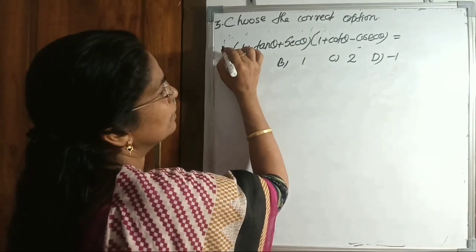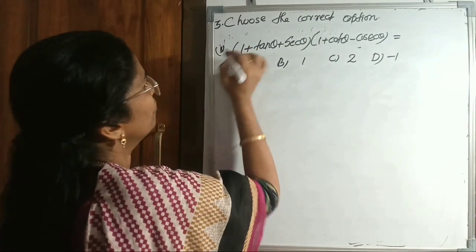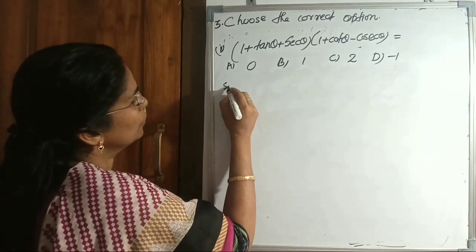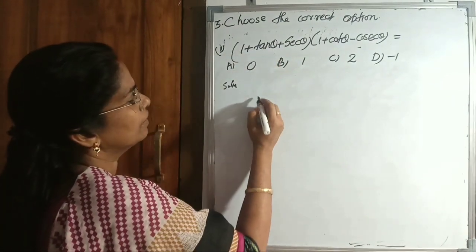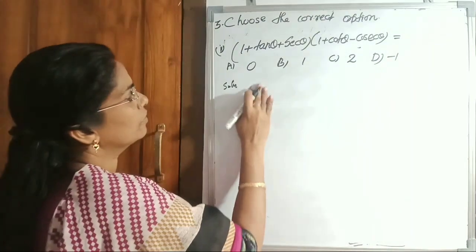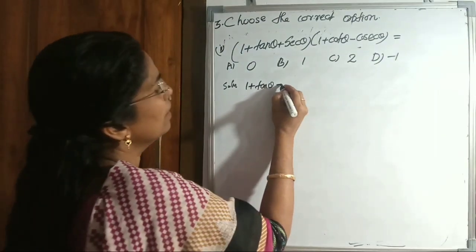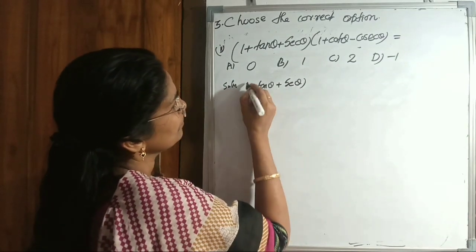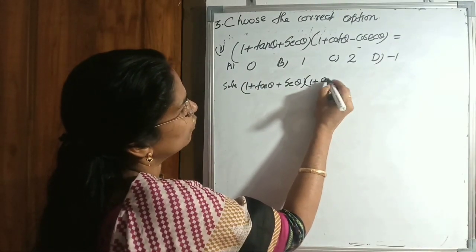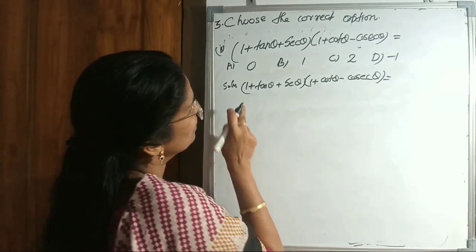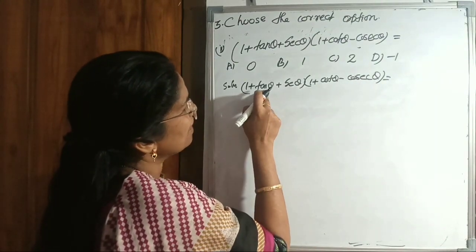Next, 1 plus cot theta minus cosec theta. How can we find its value? For this solution, we are taking the left side. We can write the question once more: 1 plus tan theta plus sec theta into 1 plus cot theta minus cosec theta is equal to, see, 1 plus, what is tan theta?